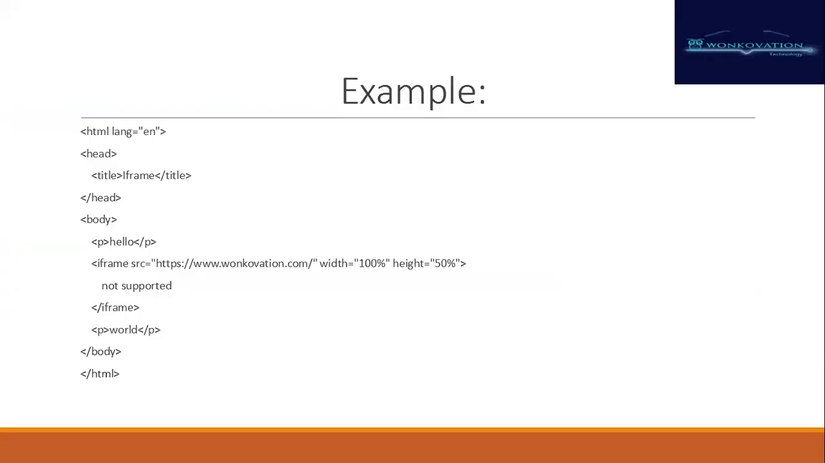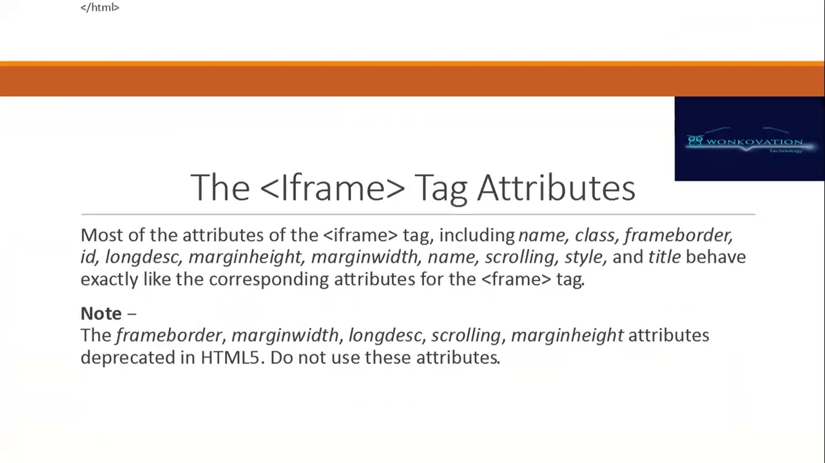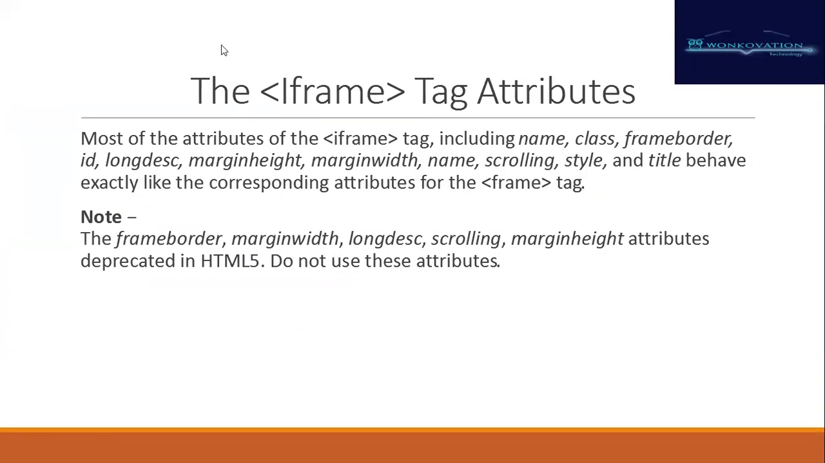Now, moving further, we have done how to insert the inline element over here. So now, the iframe attributes. What are the iframe attributes? Most of the attributes of the iframe tag include name, class, frameborder, ID, longdesc, marginheight, marginwidth, scrolling, style, title, and behavior. There are more attributes of the frame.